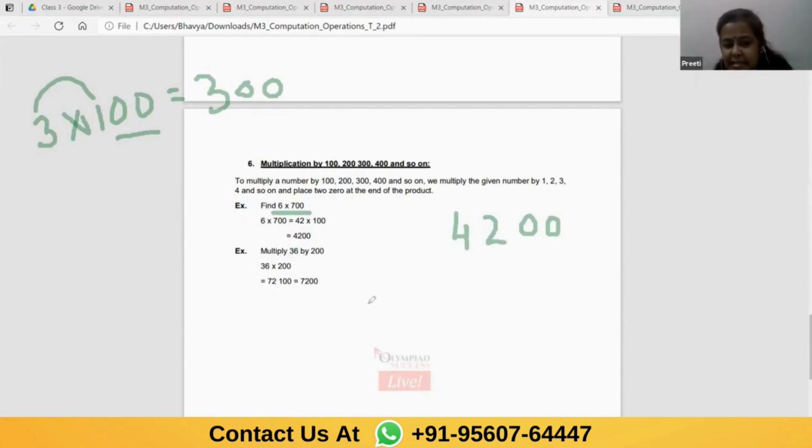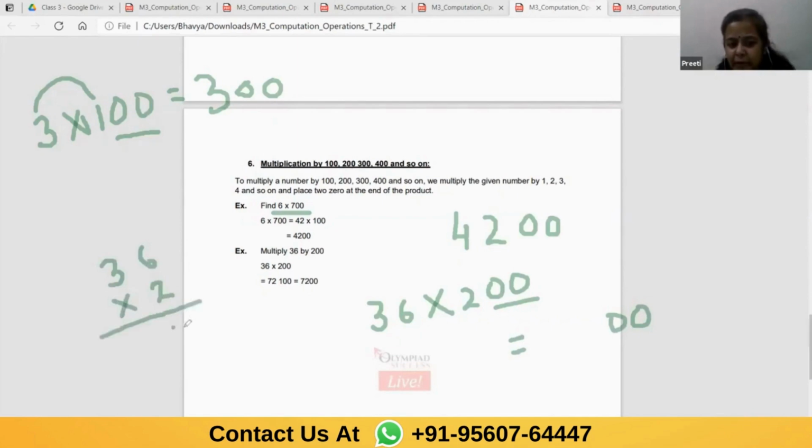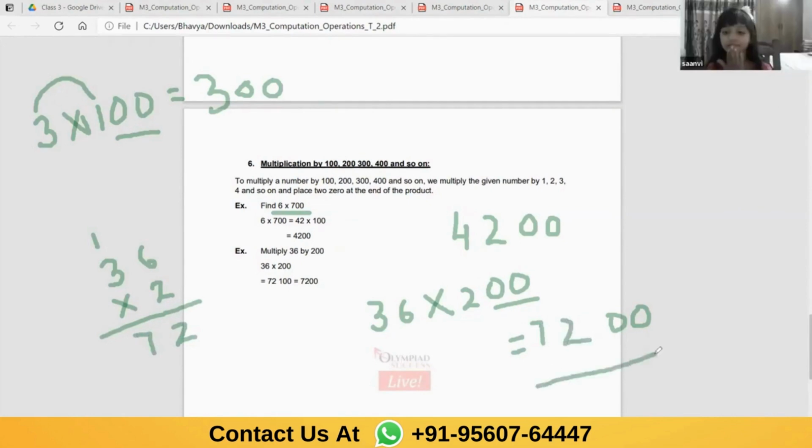Now, 36 multiply by 200. Now comes a bit of problem. These two zeros with 200 will go at ones and tens place. And I will multiply 36 with 2. 2 6s are 12, 2, 1 carry, 7 2s are 6 plus 1, 72. So it's 7,200. Simple? Yes, ma'am.